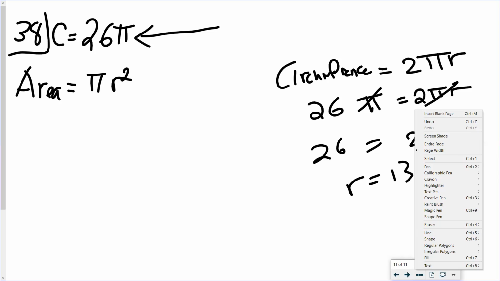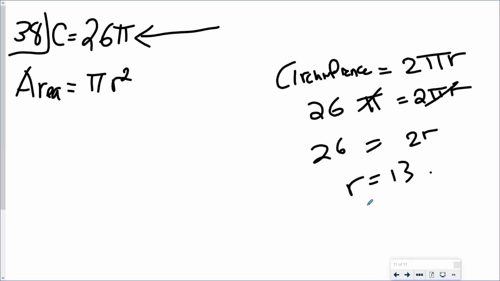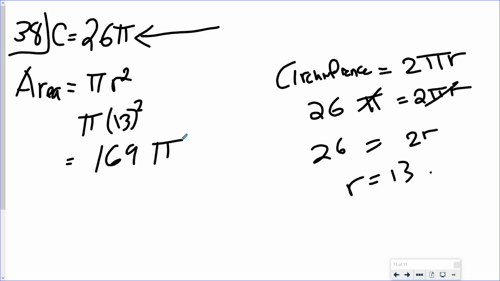I'm sorry. So the area now, we have the radius 13. So we say pi times 13 squared is the area of the circle. 13 squared is 169 pi. Is it clear?